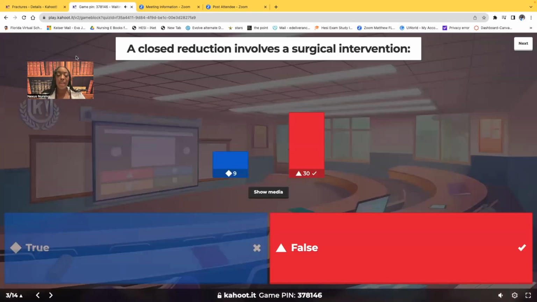Very good. Most of you guys said false. So remember on the first slide, we talked about types of fractures, right? I talked about the closed fracture where the skin is intact. So if that skin is intact, why are we going to need surgical intervention? With a closed reduction, no surgical intervention is needed. What happens is that the bone is manipulated manually. There's no invasive procedure.